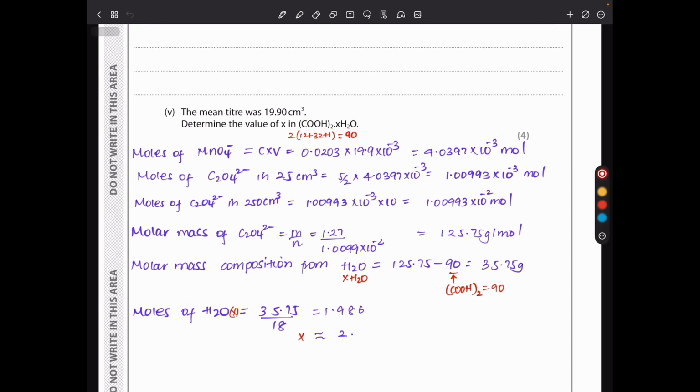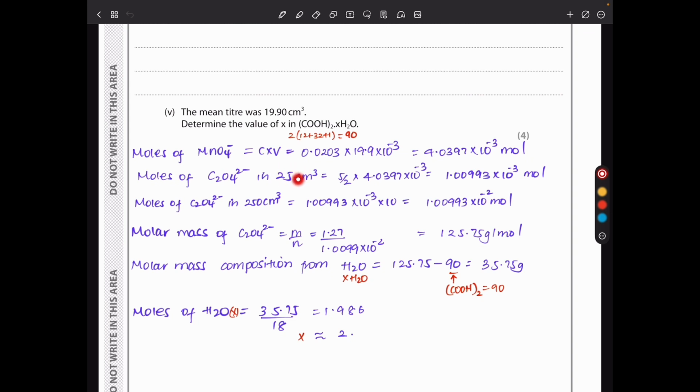Then the mean titre was 19.9, determine the value of X in that. Since we were given the information for manganate, I'm going to use it to calculate the number of moles. Moles should be concentration times volume. The concentration was given on the previous page, and this is the volume here. I've converted it to decimeters cubed by multiplying by 10 power negative 3. I got that. Since the mole ratio is 2 to 5, the moles of this in the 25 which reacted is going to be 5/2 times these moles, giving us that.